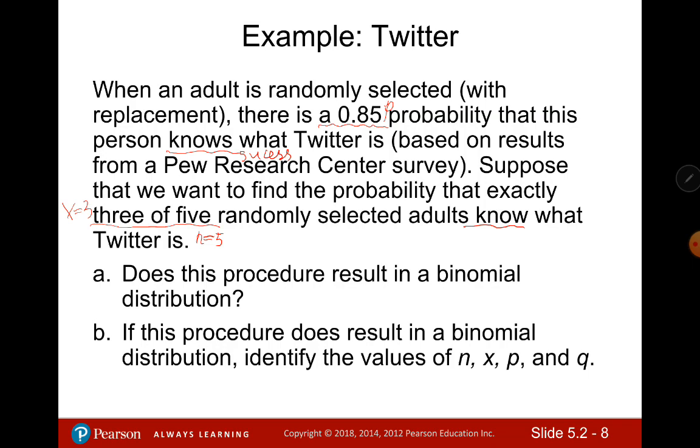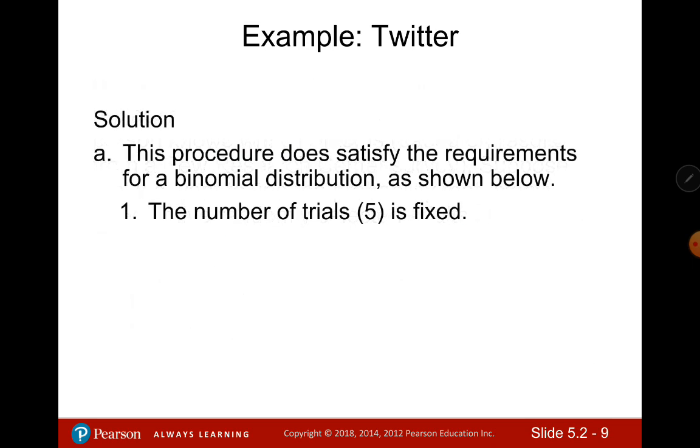The first question is whether this procedure results in a binomial distribution. If it is, the second question is to find what n is, what x is, what p is, and what q is. First, let's check if the result will be a binomial distribution. How can we check it? We need to check whether all the requirements are satisfied. Remember, we have 4 requirements to test if the distribution is binomial or not.